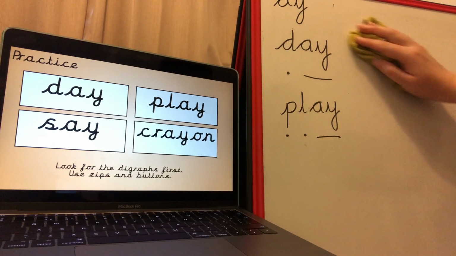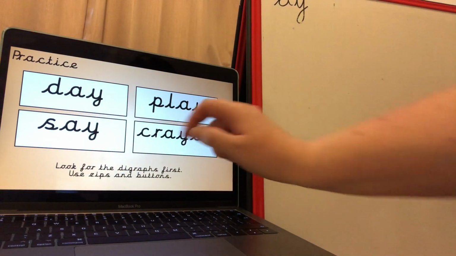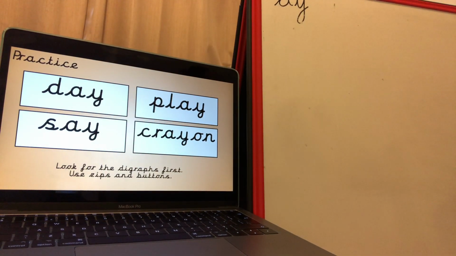Okay, I'd like you to do the bottom two words. This one's actually got an A in the middle. Have a look, write them down, zip the digraphs, and then segment and blend them. Okay, you can pause the video while you're doing that.